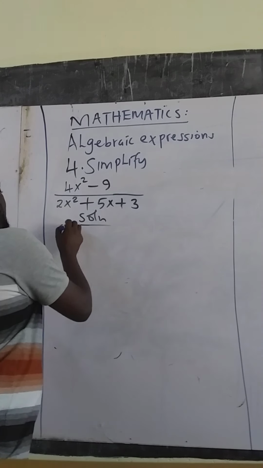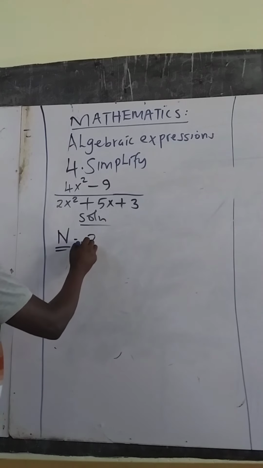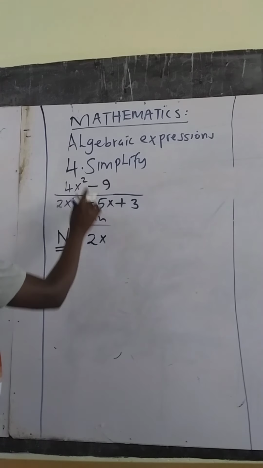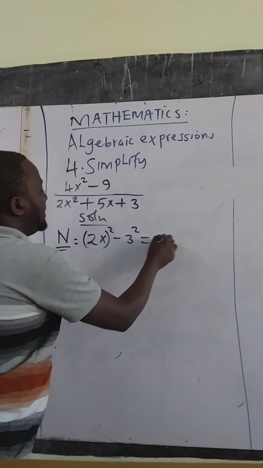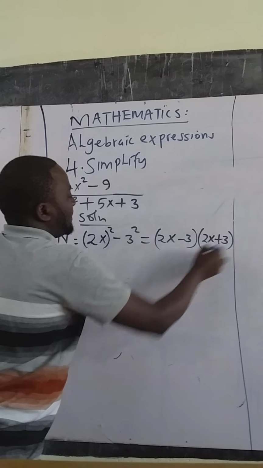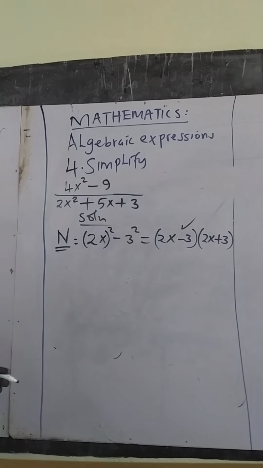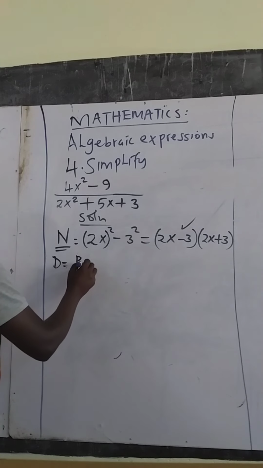Solution, we start with the numerator. From the numerator, you can see that this is a difference of two squares. We have 2x squared minus 3 squared, and the answer is 2x minus 3 times 2x plus 3. This is the solution for the numerator. Then you go to the denominator. The denominator, this is where we have product. You find the product and the sum.